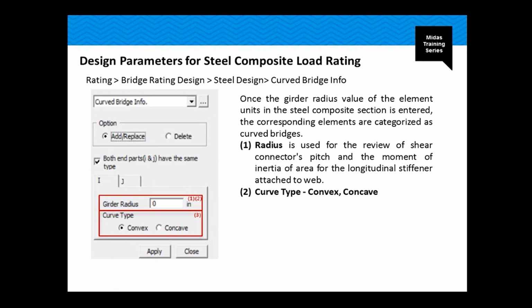Then you have an option for defining the curved bridge, as in this case, where we have a curved bridge. You can insert the radius. Once you have the radius, you can tell the program which type of curve you're using. The radius is used to review the shear connection pitch and the moment of inertia of area for the longitudinal stiffener attached to the web.